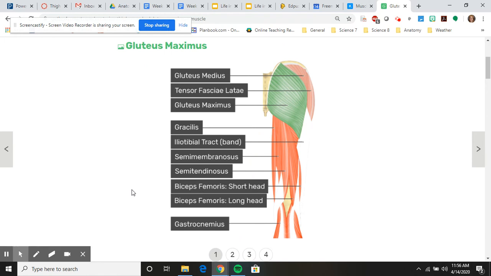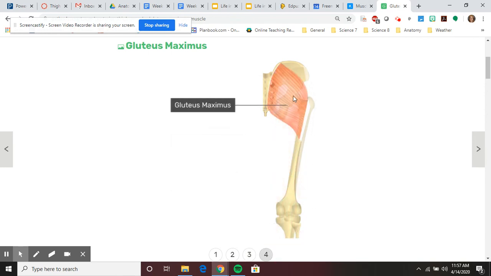Now I'm going to go over the muscles of the posterior thigh. And so we'll start with the gluteus maximus. This is called the gluteus maximus because it is the largest of the gluteal muscles. And this is going to be at the top of the thigh, so basically part of your butt. And it is a large muscle, kind of like a rhombus shape.